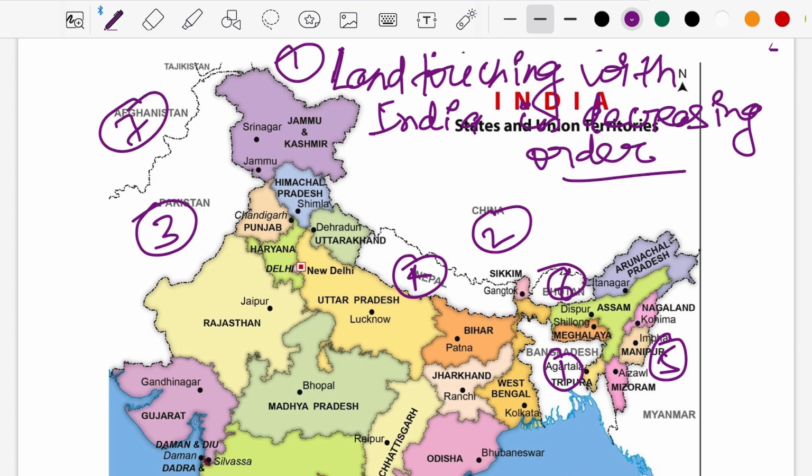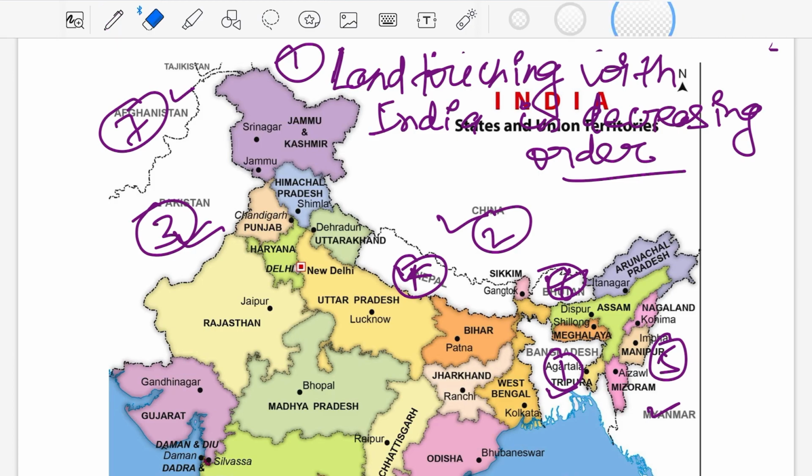Sometimes the question may be asked like this: tell me the neighbor countries whose boundary is touching with India, in increasing order. So we have to go in increasing order. First we have to understand that it should be the minimum, and then it goes on increasing. So it will be Afghanistan, then Bhutan, then Myanmar, then Pakistan, then Nepal, then China, and then Bangladesh. So Bangladesh is the largest touching boundary with India.